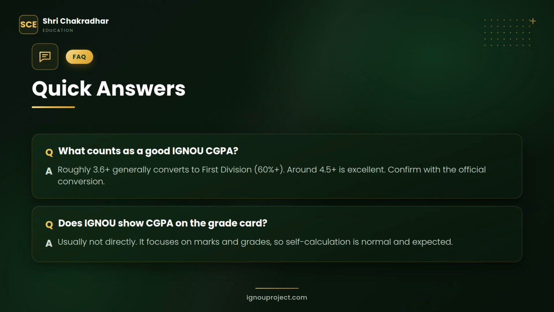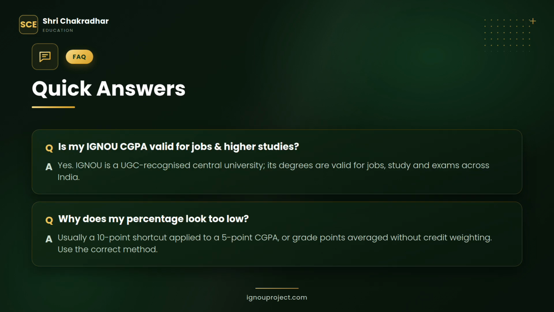Does IGNOU show CGPA on the grade card? Usually not directly for every program. The grade card focuses on marks and grades, so self-calculation is normal and expected. Should I write CGPA or percentage on a job form? Write what the form asks. If it asks for a percentage, use the official conversion. And it is often wise to mention both your CGPA and the converted percentage for clarity.